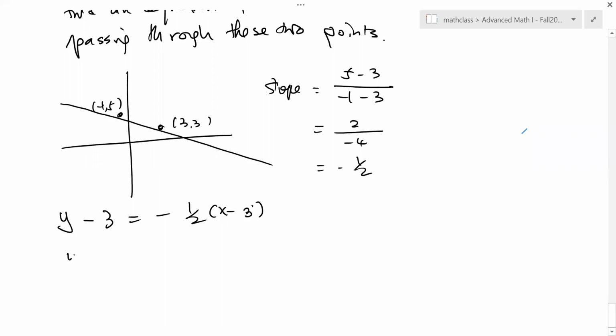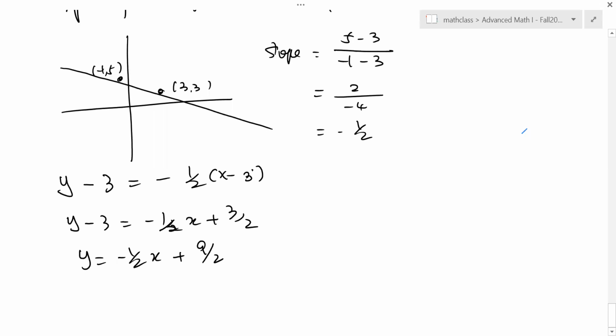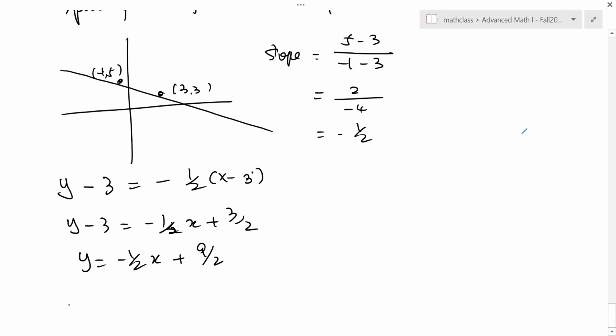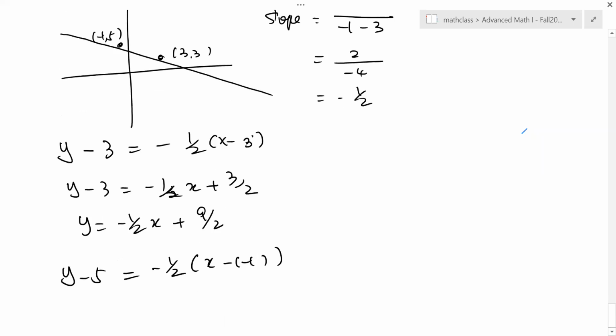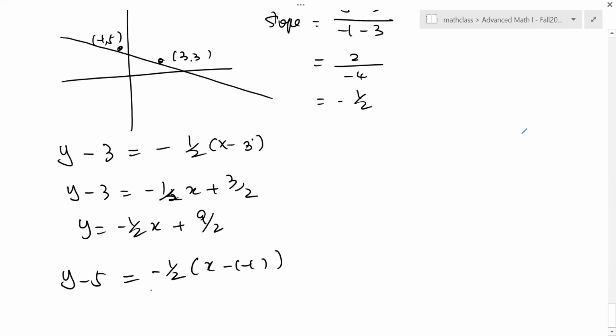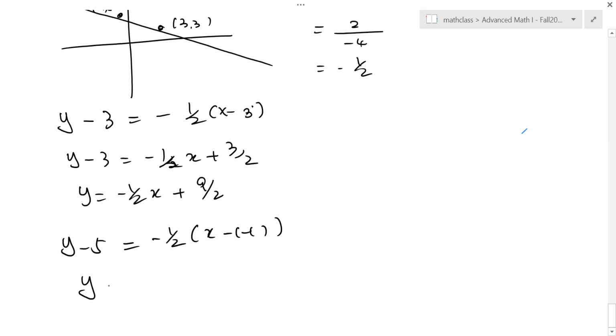Okay, we can check that, right? y minus 3 equals negative 1/2 x plus 3 over 2. So y equals negative 1/2 of x plus 3 over 2 plus 3. I think it's going to be 9 over 2 here, not 5. Right? Now you can use another point, negative 5 and 4. So y minus 5 equals negative 1/2 x minus negative 1... Then we simplify, we should get the same equation.